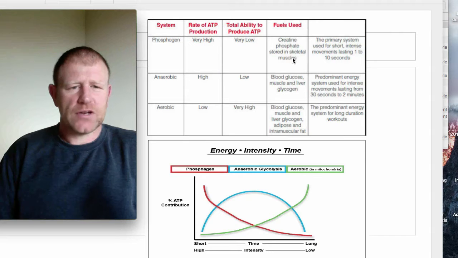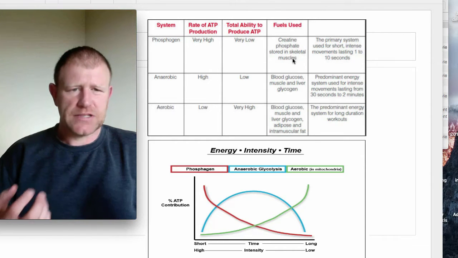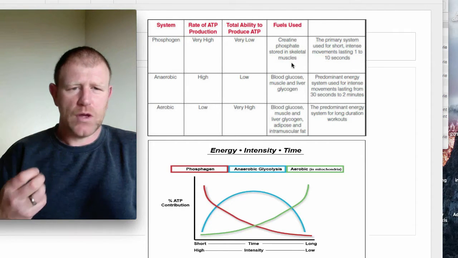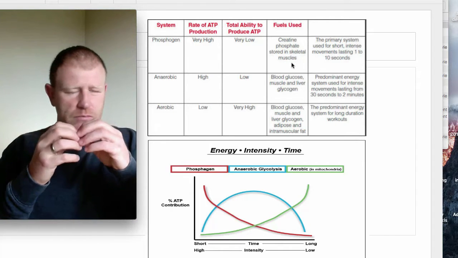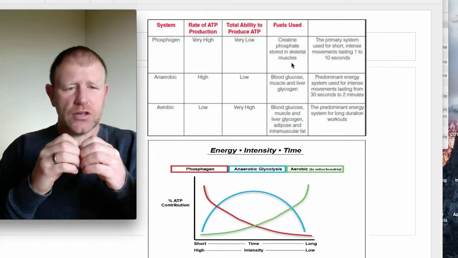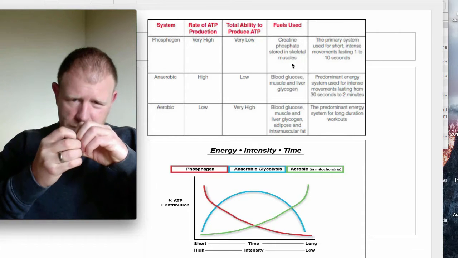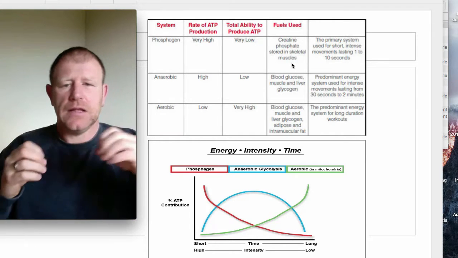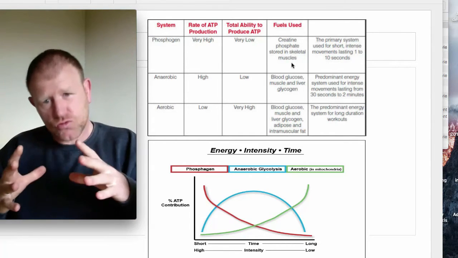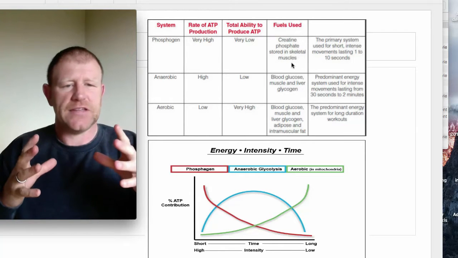So creatine phosphate, where does this come from? This comes from chemicals that are inside the muscles. And what basically happens is, through a process of whatever you want to call it, the molecules break apart, and they cause a little bit of explosion of energy, and that's where we get the energy from.